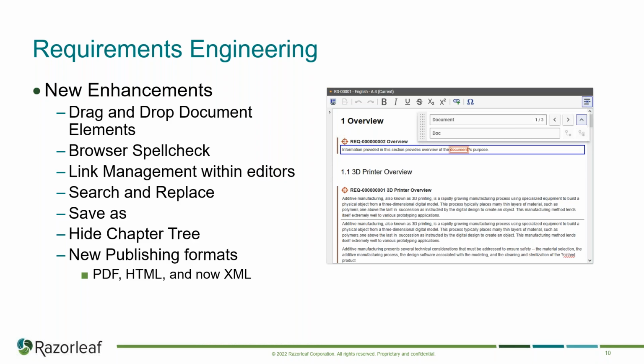Hiding the chapter tree is really just a usability feature. So if I were to click this arrow here, it would expand the chapter tree. I can see all of the individual document elements as we break down. So if we're really looking at this to view, we can hide that tree and just give ourselves more screen space to read.